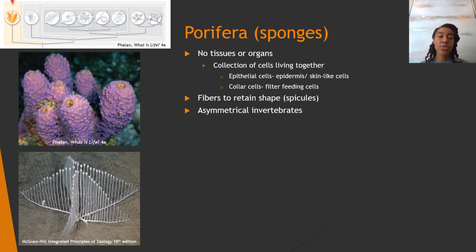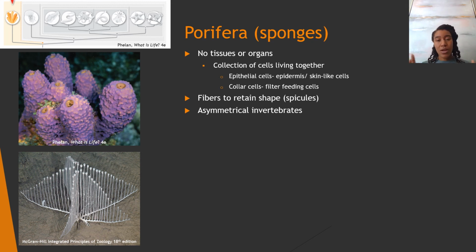And there are a lot of different types that make up a sponge, but two of them that you should know are the epithelial cells, and those make up the epidermis, or the outside of the organism, so the part that you can see. And then there are these collar cells, and collar cells are responsible for filter feeding, so the organism can get the food it needs to survive.